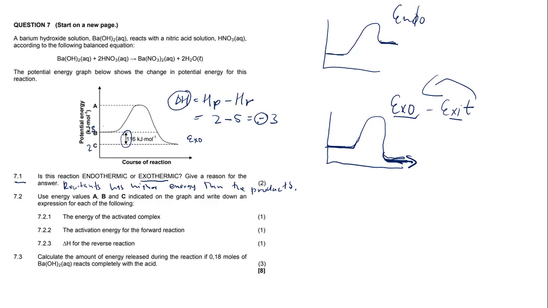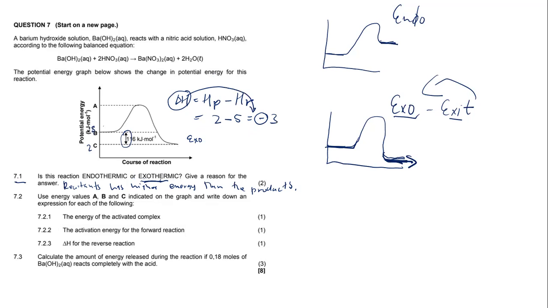For a fact that we get a negative number, that simply means the reactants have higher energy than the products. So when the reactants have higher energy than the products, what are we going to say? We're going to say the reaction is exothermic. And again, what I have just explained on the previous question: when your delta H is a negative number, you know that it is exothermic.